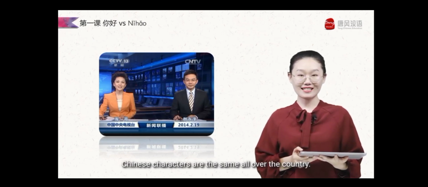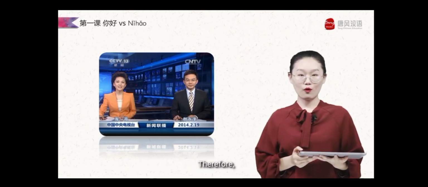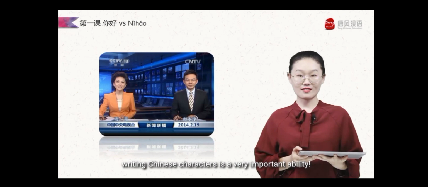Fortunately, Chinese characters are the same all over the country. If you don't understand the words people are saying, you can write them down to communicate. Therefore, writing Chinese characters is a very important ability.